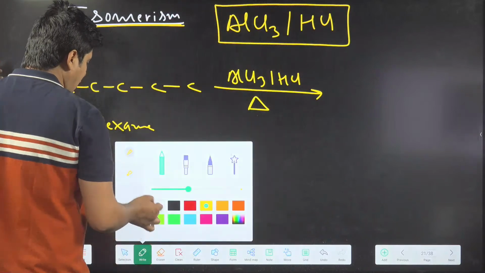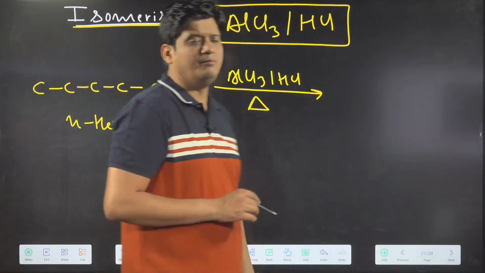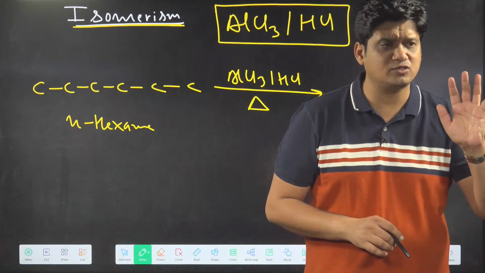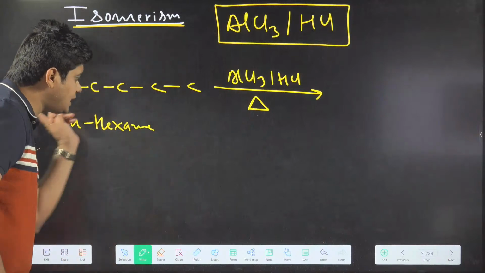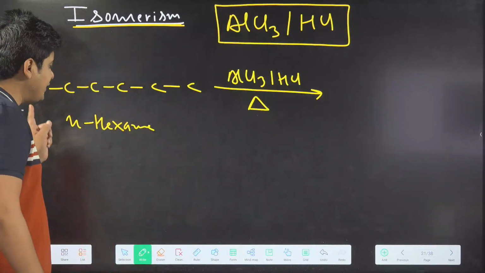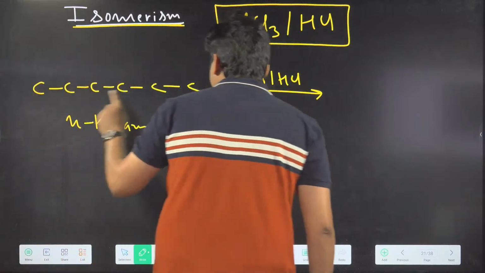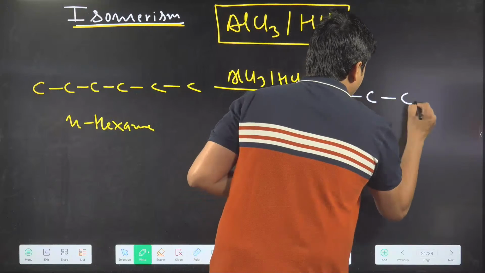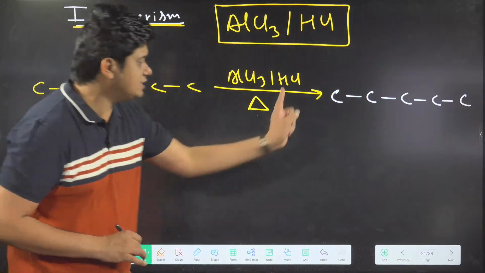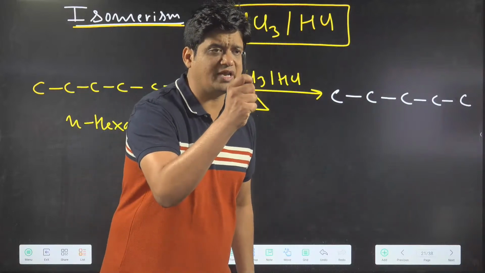Now, how to find the major product? Very easy. If they are giving a 6 carbon chain, the major product will have a 5 carbon chain. But the total carbon count is 6. With a 5 carbon chain, 1 extra carbon is left.